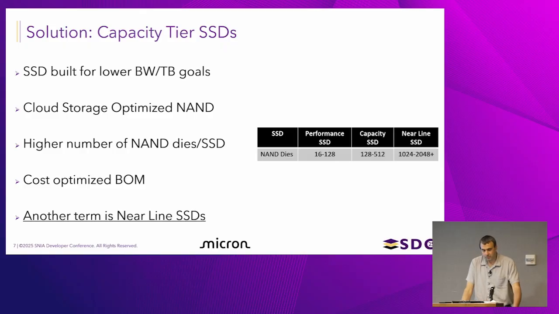But there are paths towards optimizing NAND more tailored towards this capacity tier. Looking at a higher number of NAND dies per SSD, that's a big one. That's a natural form factor fit. Cost optimized BOM, again, goes back to the device itself. And I kind of did a swag.